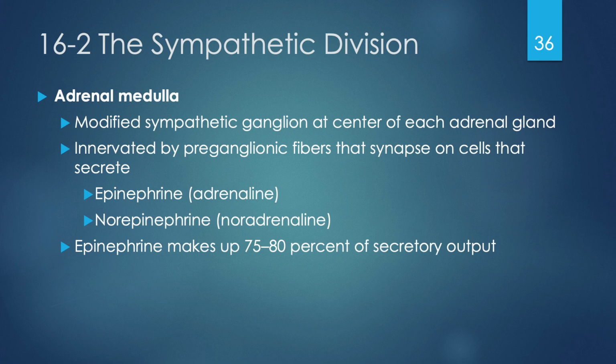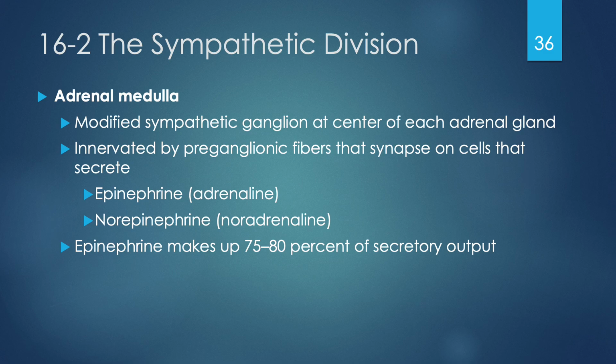The adrenal medulla is really neat. Because we're having these sympathetic ganglia at the center of each adrenal gland that are modified, it's a little different than both the collateral ganglia and the sympathetic chain ganglia. In this case, we have those long preganglionic fibers that go all the way into the center of the adrenal gland, the medulla, and then they synapse on the cells there.